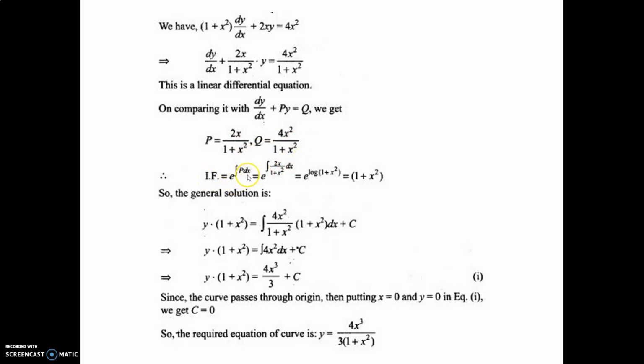IF is equal to e raised to integral of P dx, e raised to integral of 2x upon (1 plus x square) dx. We know that the derivative of 1 plus x square is, exactly, derivative of 1 is 0, x square derivative is 2x. So we know that integration of f dash of x upon f of x dx gives log modulus f of x. So it is e raised to log (1 plus x square). We know that e raised to log to the base e of f of x is f of x, so e and log get cancelled. 1 plus x square is the function, that is IF. We have the general solution.